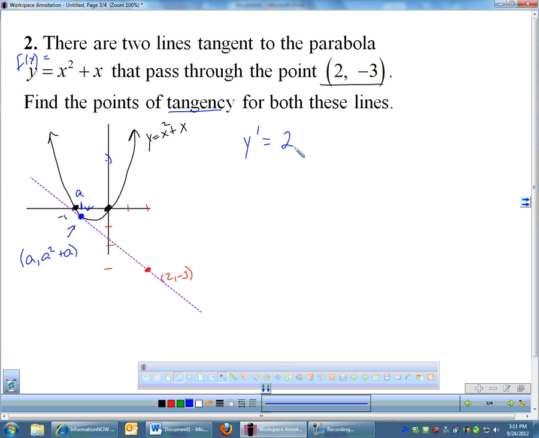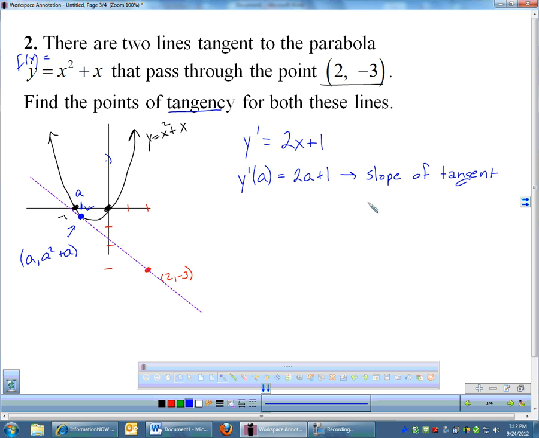2x plus 1, right? The derivative gives you the slope of the tangent at any point, and I need the tangent at A. So my derivative at A is simply going to be 2A plus 1. And that is the slope of the tangent. Now that by itself doesn't help me a whole lot, because it's still in terms of A. That doesn't help me get A.